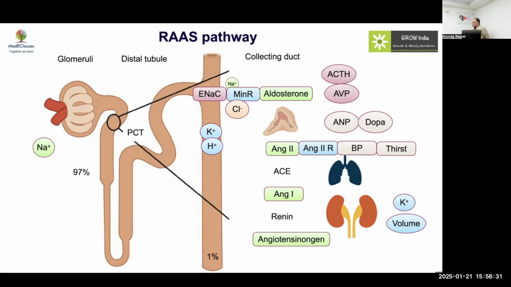Other agents are dopamine, which also inhibits aldosterone. So dopamine may cause diuresis rarely, and that's why people used to use it in a renal dose, so-called renal dose. And somatostatin is also inhibitory.